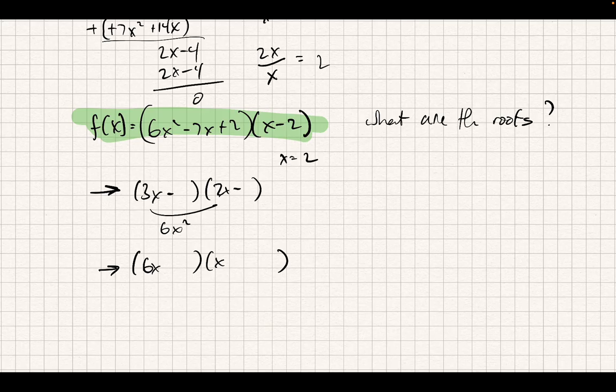Yeah, I'll split them up using zero product property. Negative 1, and then I still had an x minus 2 from before. And then what's my property called, Anna? Zero product property.